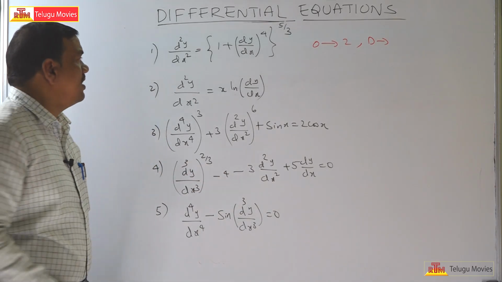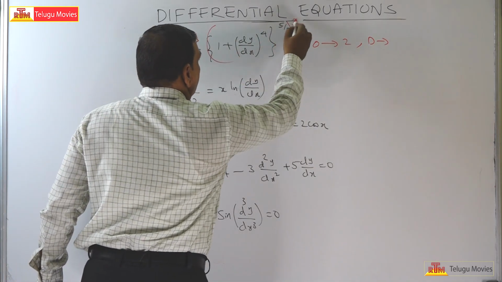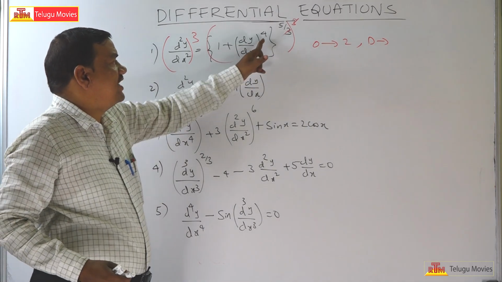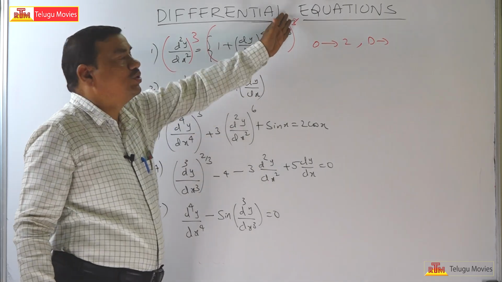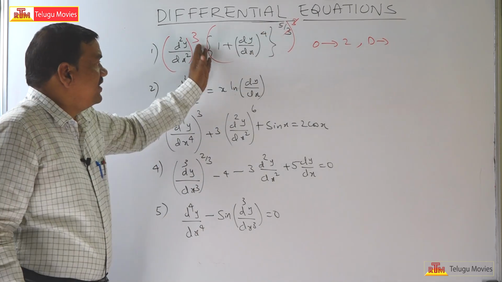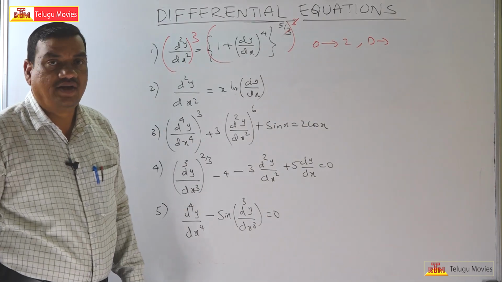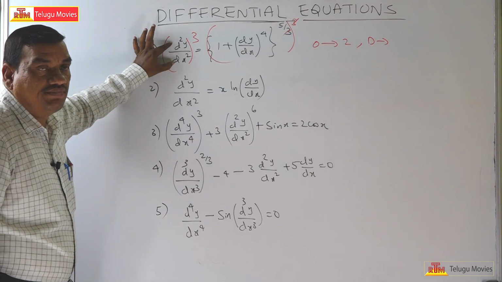If you cube on both sides, this 3 will get cancelled. So this is 1 plus dy by dx whole to the power of 4, whole to the power of 5. That means (a plus b) whole to the power of 5. If it is (a plus b) whole to the power of 5, you can expand it just like the binomial theorem. So here, what is the order of this differential equation? 2.